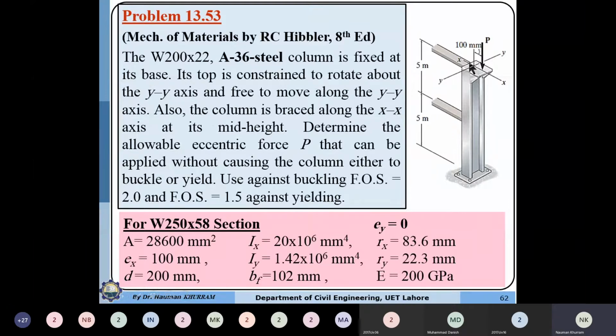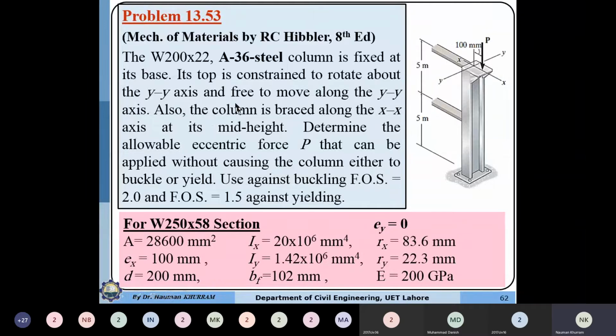So here there are two concepts. Either you can say that bracing is along the x-axis or about the y-axis, because this bracing which is provided in the x direction will control the bending about the y-axis. It means that this bracing is only effective about the bending in y direction. So no bracing is provided along y direction. It means that the member is free to move in y direction or bend about the x-axis.